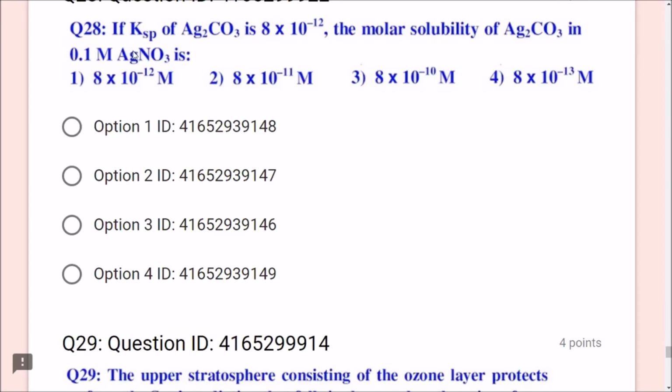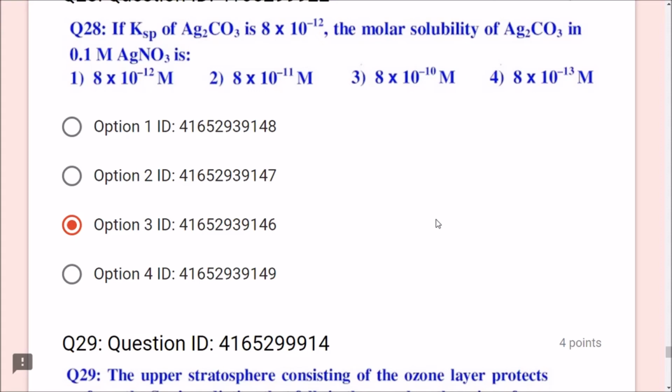Next, question number 28. If the solubility product Ksp of silver carbonate is 8 into 10 to the power of minus 12, the molar solubility of silver carbonate in 0.1 M silver nitrate is, yes friends, the correct option is 3. How? As we know, silver carbonate gives rise to 2 silver ions plus carbonate 2 minus, that is 0.1 plus 2s moles and s moles.